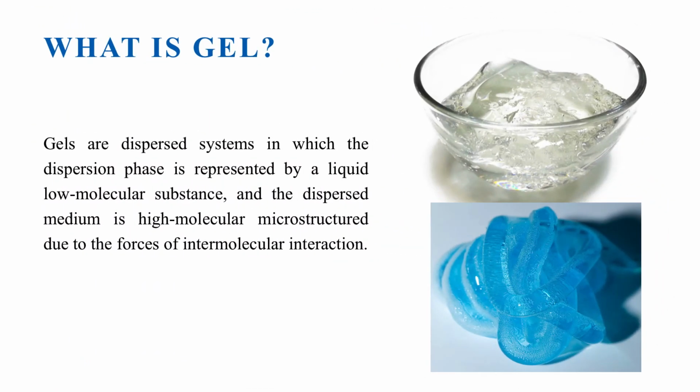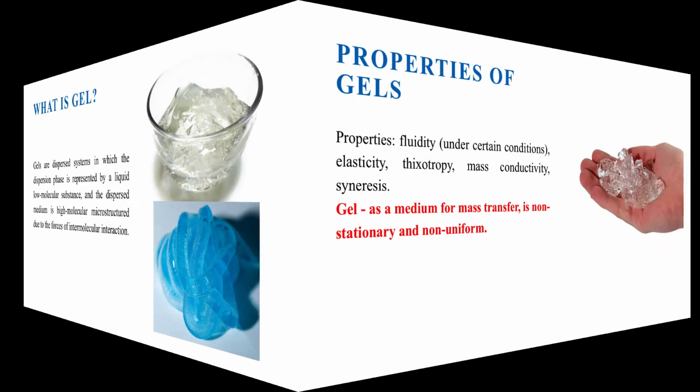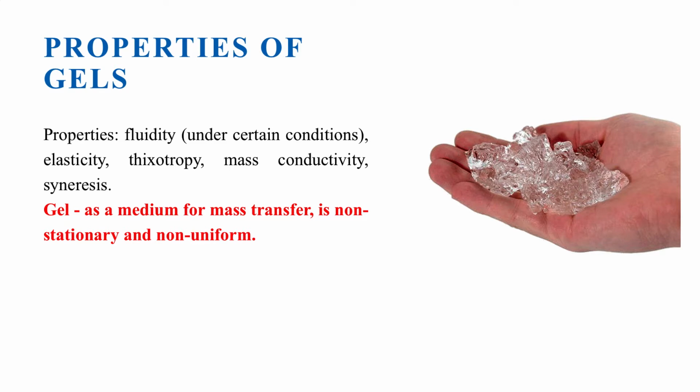What is a gel? A gel basically is a dispersed system of high molecular structure filled with liquid. Gels can be characterized by fluidity under certain conditions, elasticity, thixotropy, and mass conductivity. Also, gels are non-stationary and non-uniform systems.